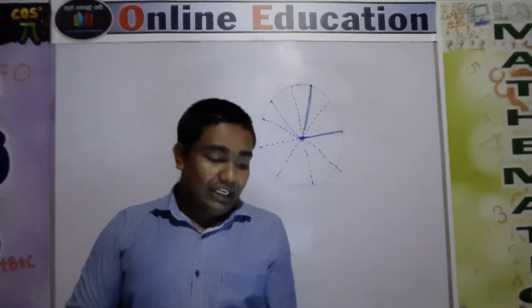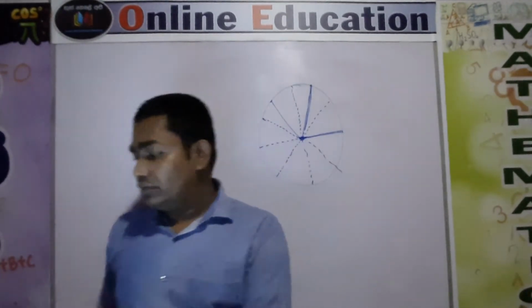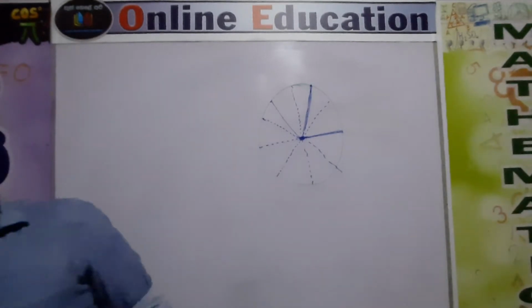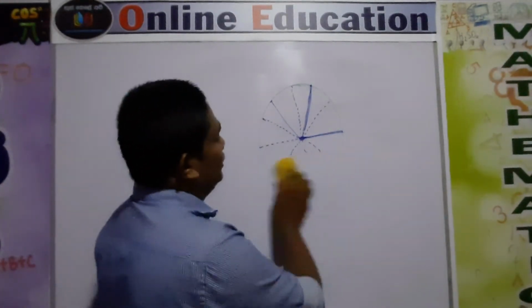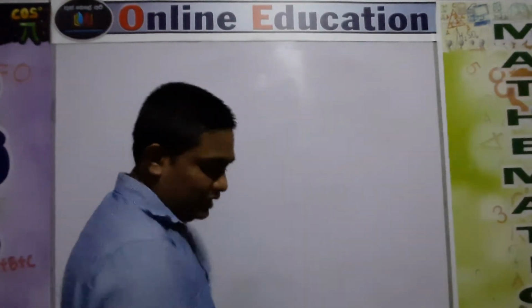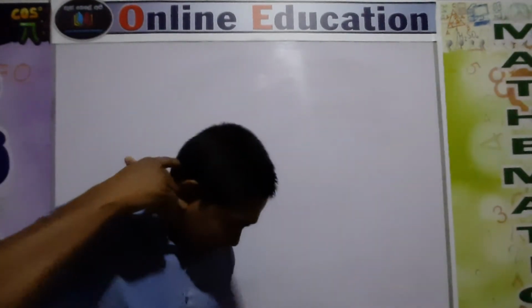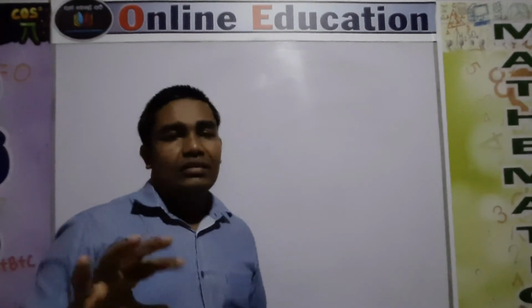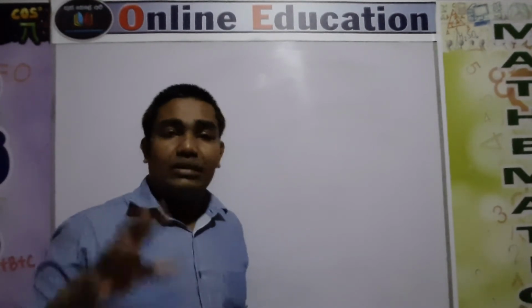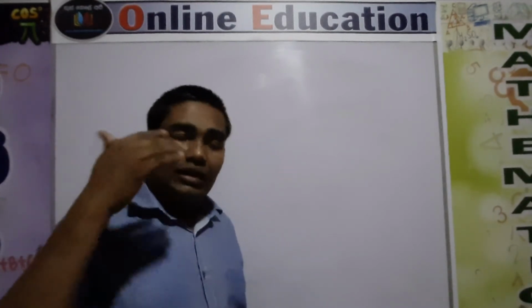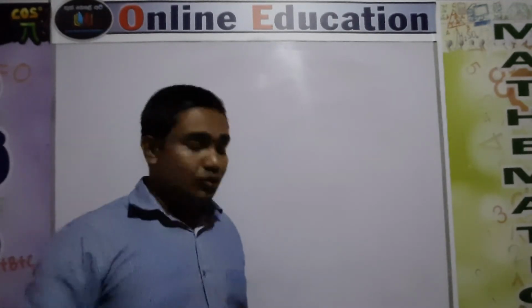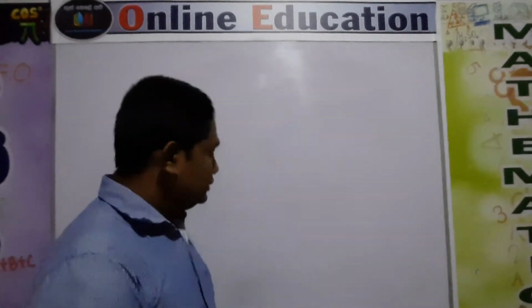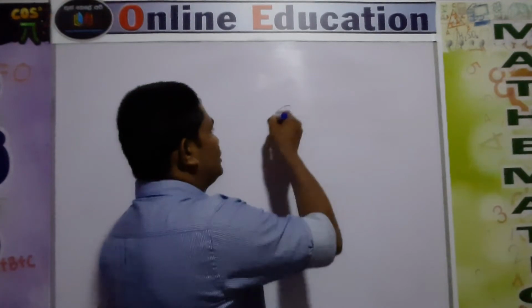Right. Activity 3. Draw a circle in your exercise book. You can draw a circle using any circular shape you can use. In grade 8, 9, 10, you have to use a compass. In this case, you are not using the compass. When you are going to higher grades, you have to use a compass. Alright. Okay, we'll draw a circle like this.